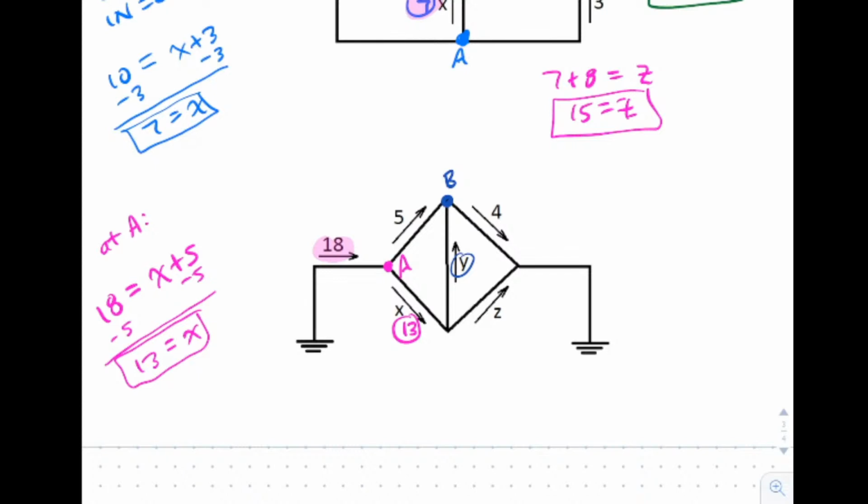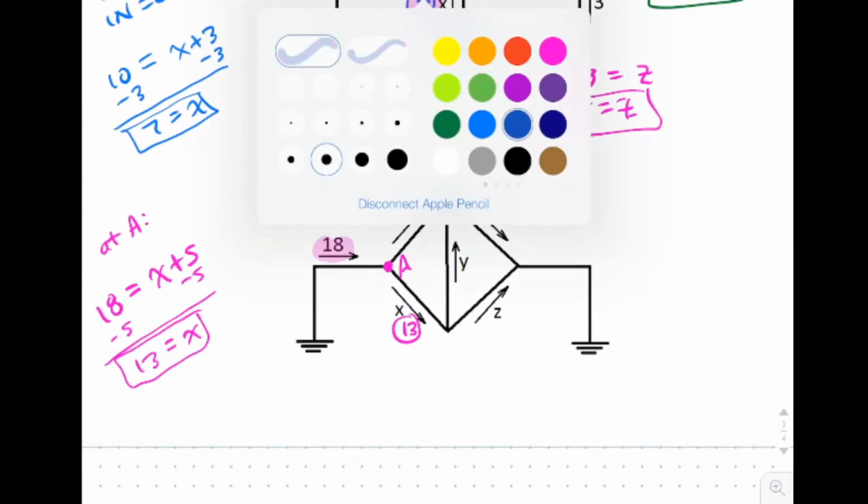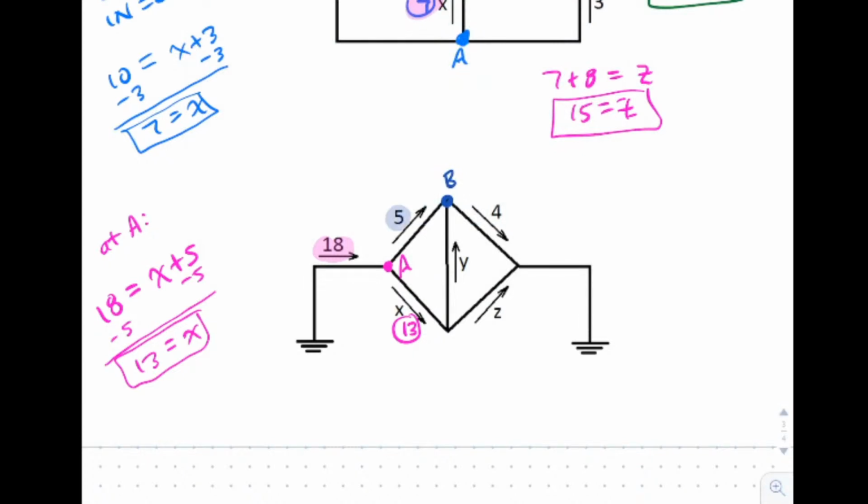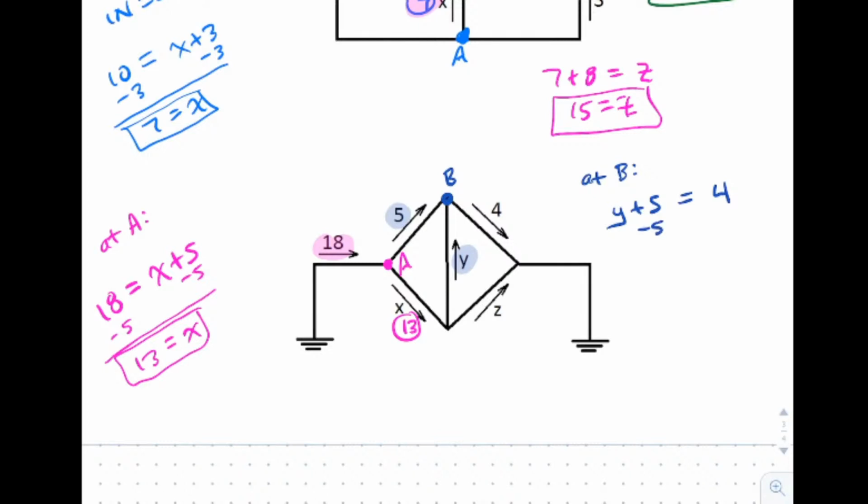B. So at junction B, what's going into junction B? 5 goes in, Y goes in. Those are what's going in. And that equals what goes out, and the 4 is what's going out. So I'm going to subtract 5 on both sides. And notice I've got Y equals -1. That's what it is.